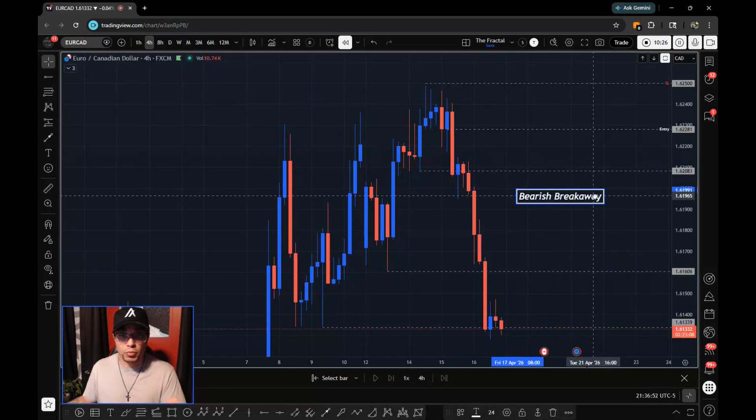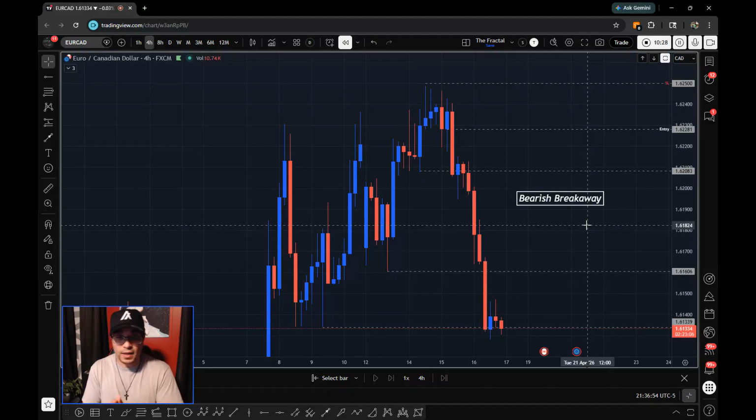And so, like I said, reversals can be tricky, but if you get the proper confirmation and use the proper strategy, the bearish breakaway can be a very profitable tool to have in your bag.